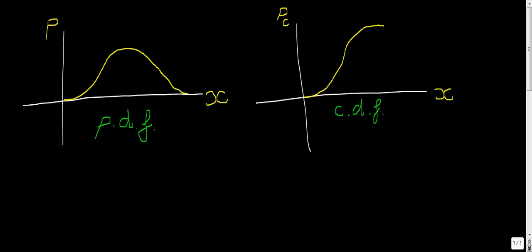Okay, so on the screen here I've got two graphs that you'll come across a lot of the time in stats. This graph on the left is a probability density function, a PDF, and this graph on the right is the cumulative distribution function, a CDF. So let's explain what these are one at a time.